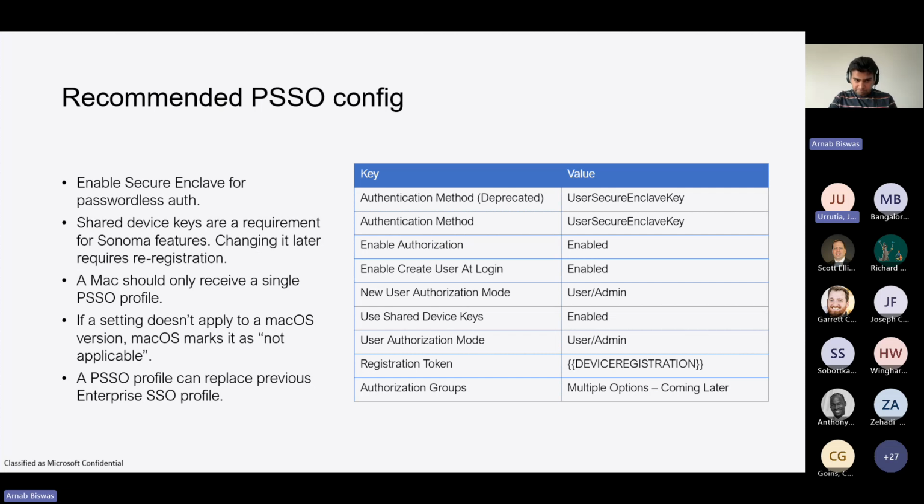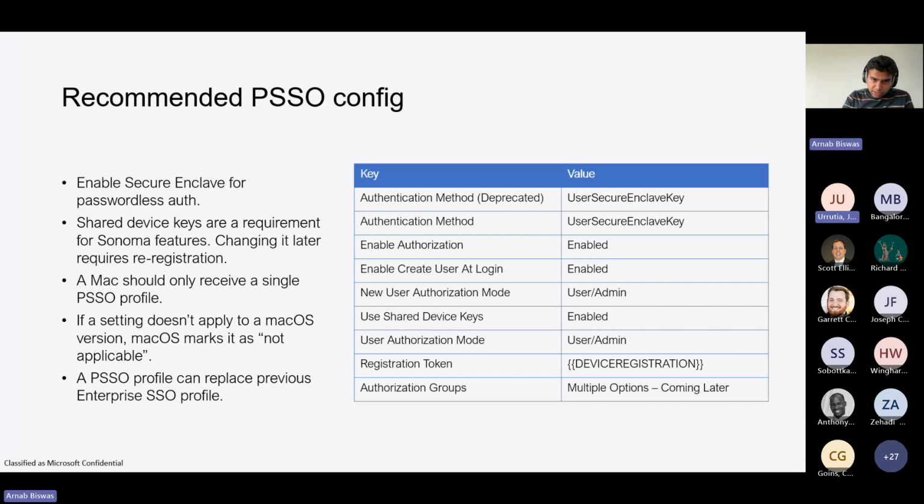In any case, if a device gets a setting that it doesn't know what to do with, macOS just marks it as not applicable. So you don't need to do the guesswork of what should go to what device. You should just configure one that applies to your full device state and the things that you want to configure. And a platform SSO profile can also replace your previous enterprise single sign-on extension profile, which is the one that only managed the SSO across applications.